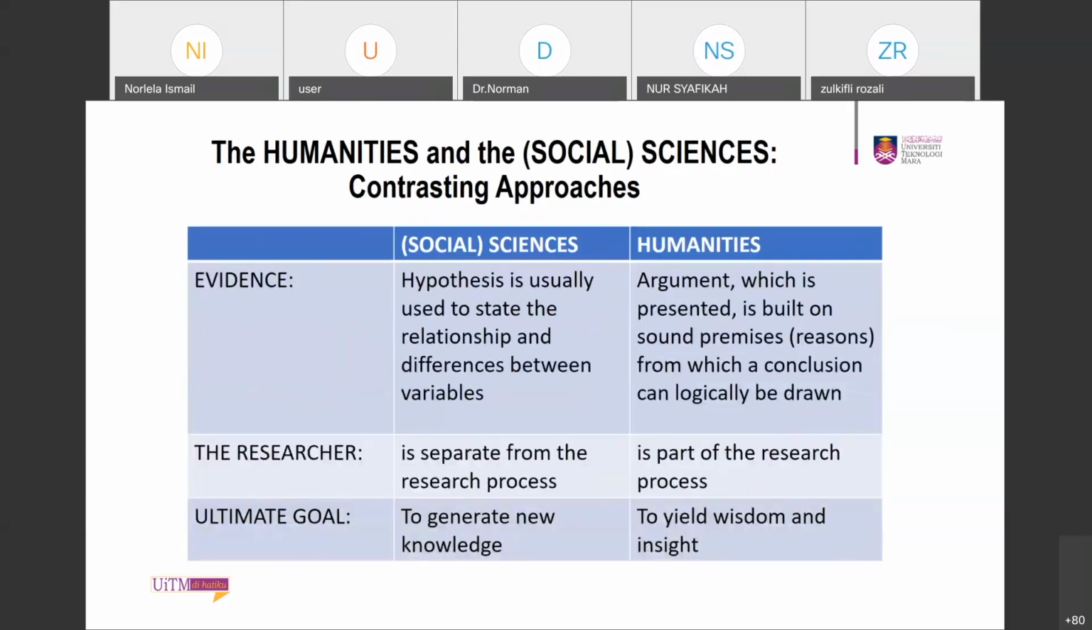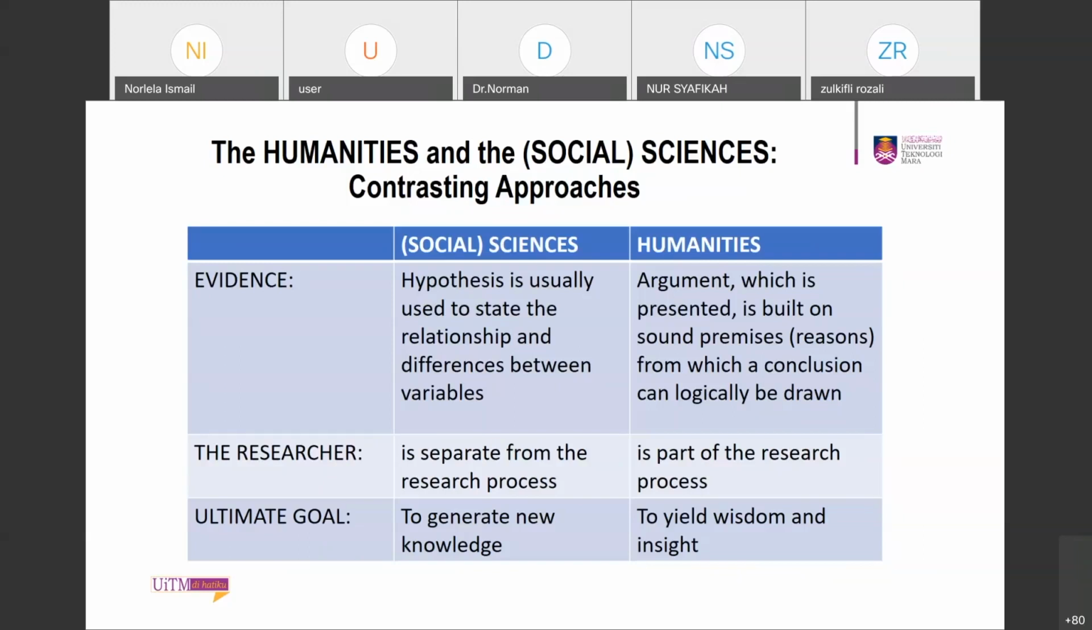And when it comes to evidence, the quantitative, scientific studies normally use hypotheses to explore the relationship and differences between variables. Instead, the humanities use argument, as I mentioned just now. Argument is normally built on a set of reasons, or what we call sound premises, from which a conclusion can be drawn in a logical manner. So argument is, in other words, a thesis.